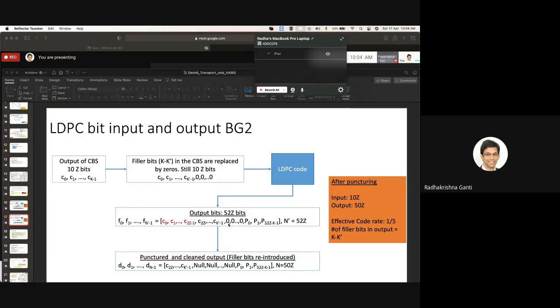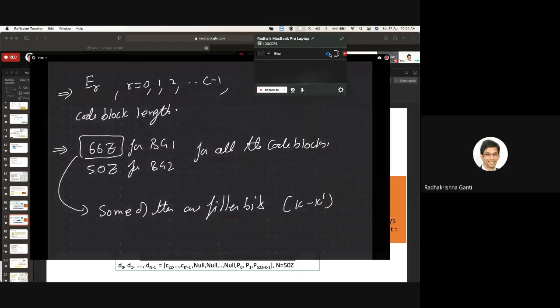So remember this 0000 that we have introduced. These filler bits have been replaced by 000, and there are K minus K dash such bits. And these bits are useless bits because they have no information. You don't want to transmit them. Okay, you don't want to transmit them. So how do you now match, this is the question. Okay, so this is where what is called rate matching.